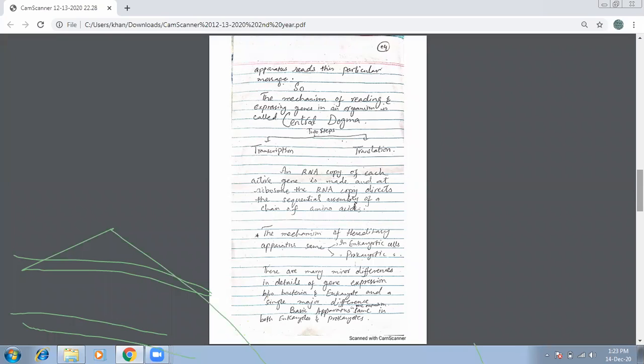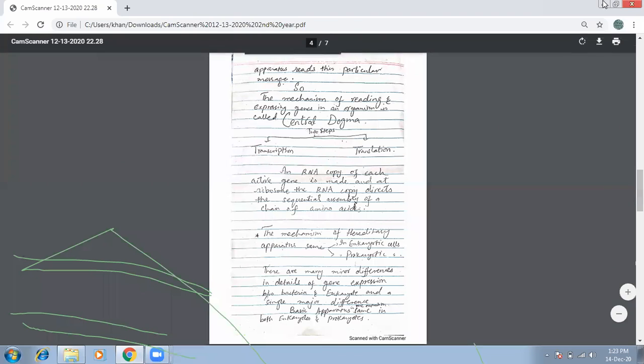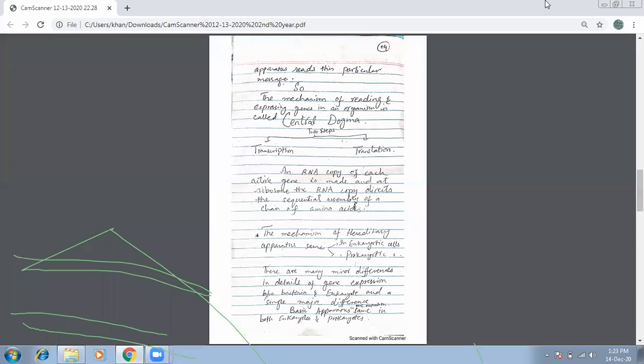So the mechanism of the hereditary apparatus is the same in both prokaryotic and eukaryotic cells. There are some minor differences in detail in gene expression, but with a major difference that prokaryotes lack a definite nucleus, but eukaryotes have a definite nucleus. The basic mechanism of the hereditary apparatus is the same, that DNA gives its information to RNA, and then RNA accomplishes the function. So the three kinds of RNAs are there.